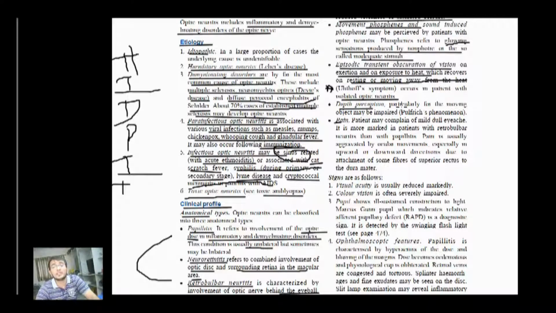Next is depth perception. So what is depth perception? The person is not able to perceive the depth of the object, especially a moving object. It is known as Pulfrich phenomenon. So two phenomena: first is Uthoff's symptom and second is Pulfrich phenomenon.